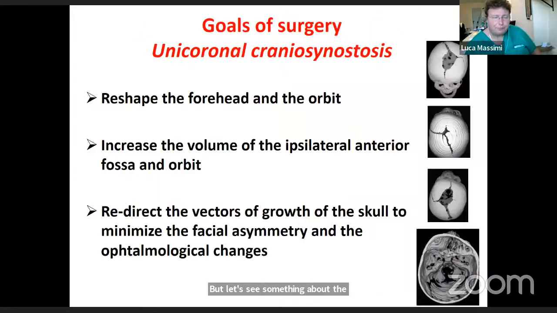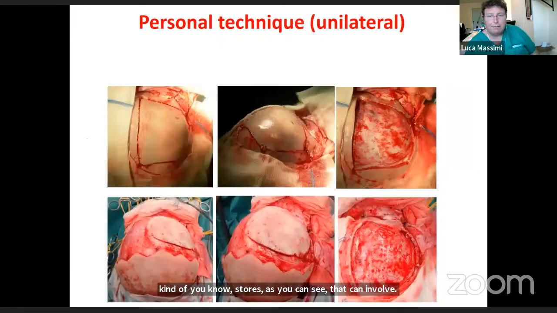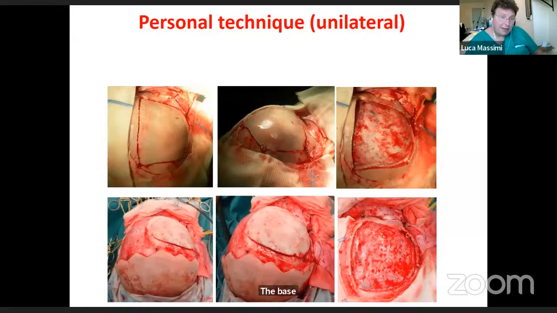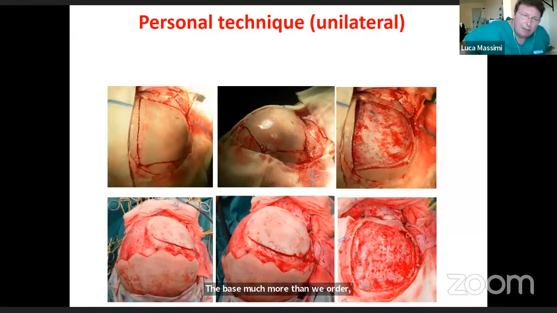Here the goals are similar to the previous synostosis: to reshape once again the forehead and the orbit, increase the volume at least of the ipsilateral anterior fossa and the orbit, and of course to redirect the vectors of growth of the skull. This is the most important point, since this kind of synostosis, you can see here, can involve the skull base much more than the other kinds, especially the middle and the posterior fossa.